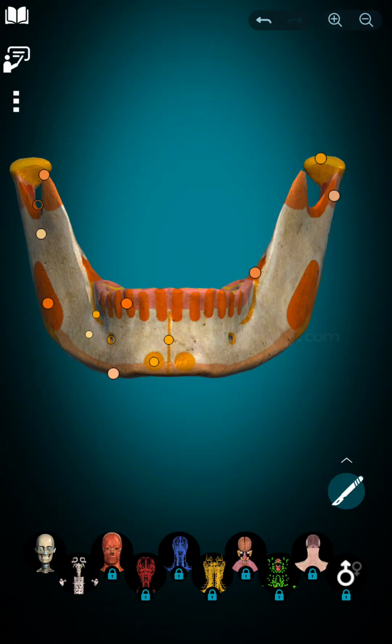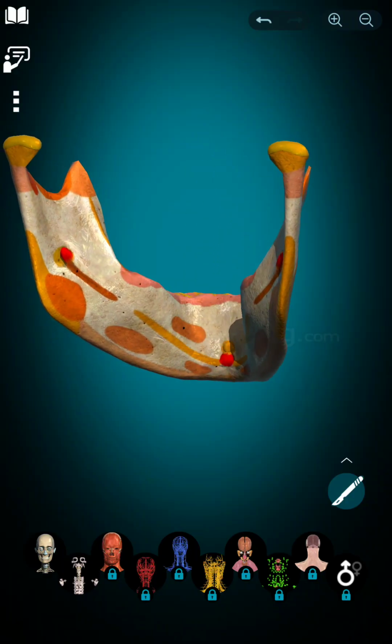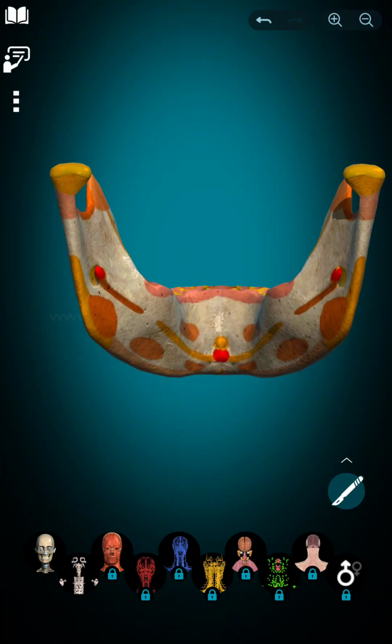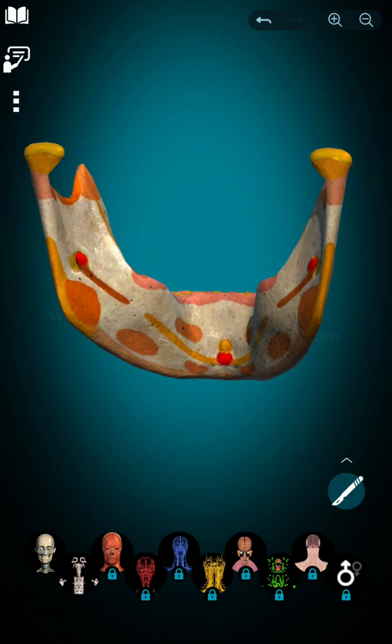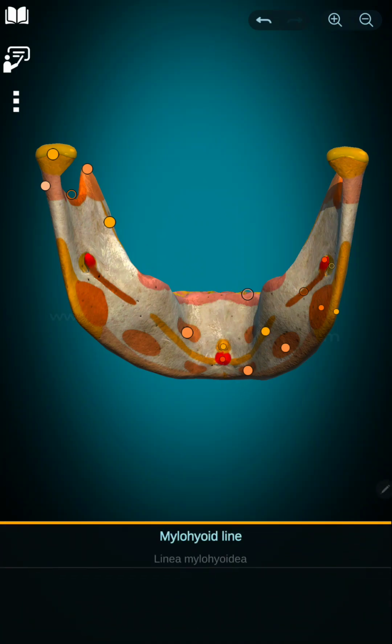Coming to the next part, what is the mylohyoid line? It is the prominent ridge that runs obliquely downwards and forwards. If you see the anterior border, you can really appreciate the mylohyoid line. This one. Okay? It is the prominent ridge. It runs obliquely downwards and forwards.